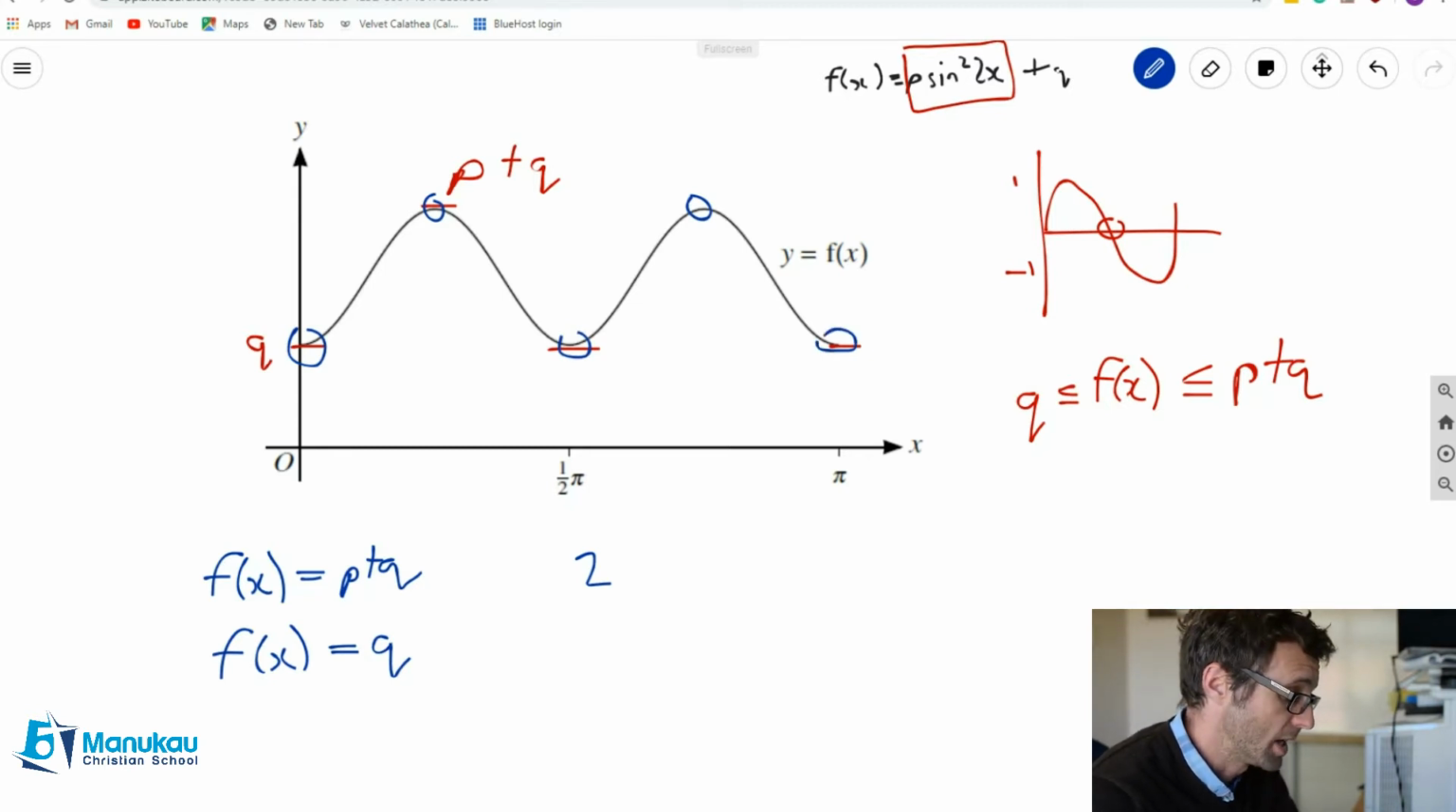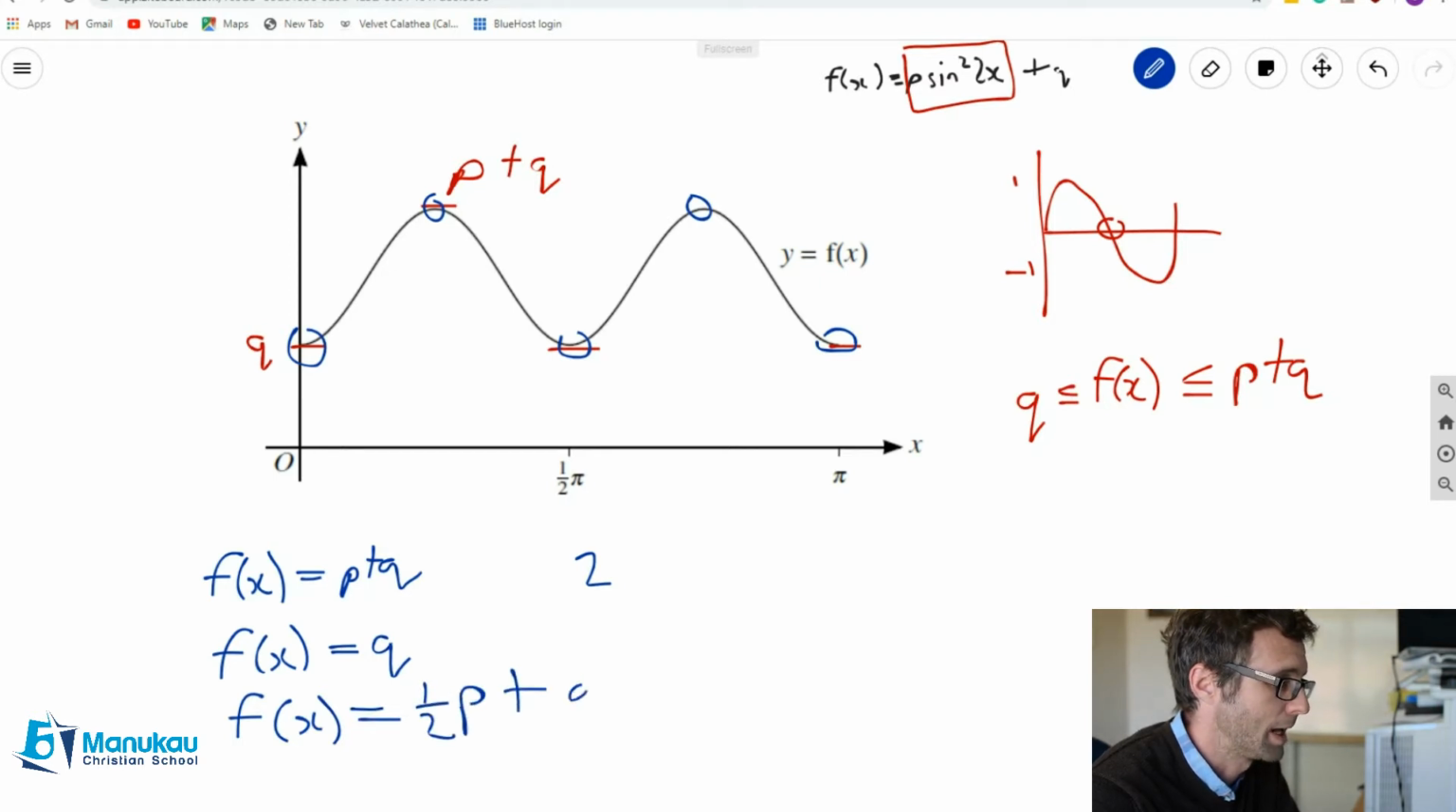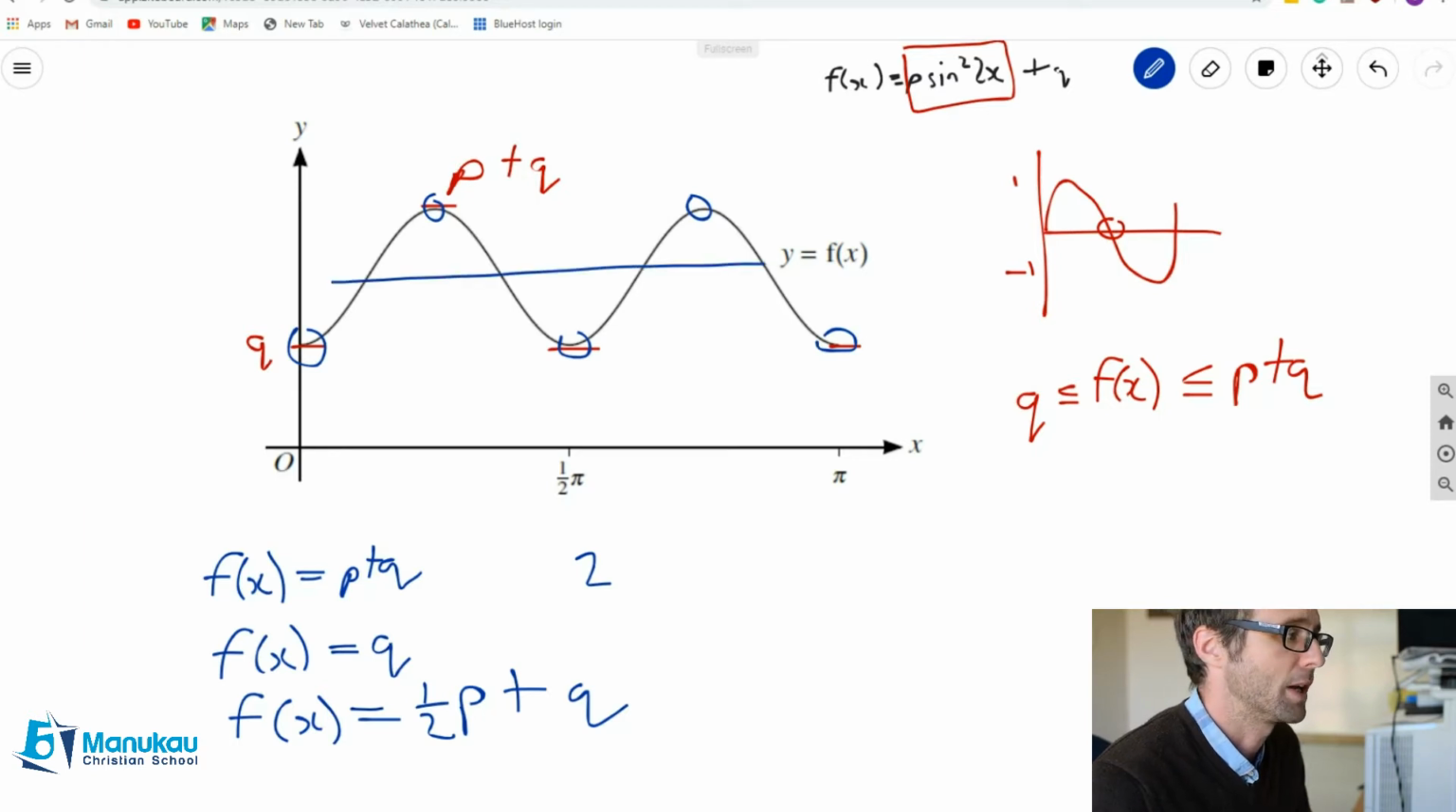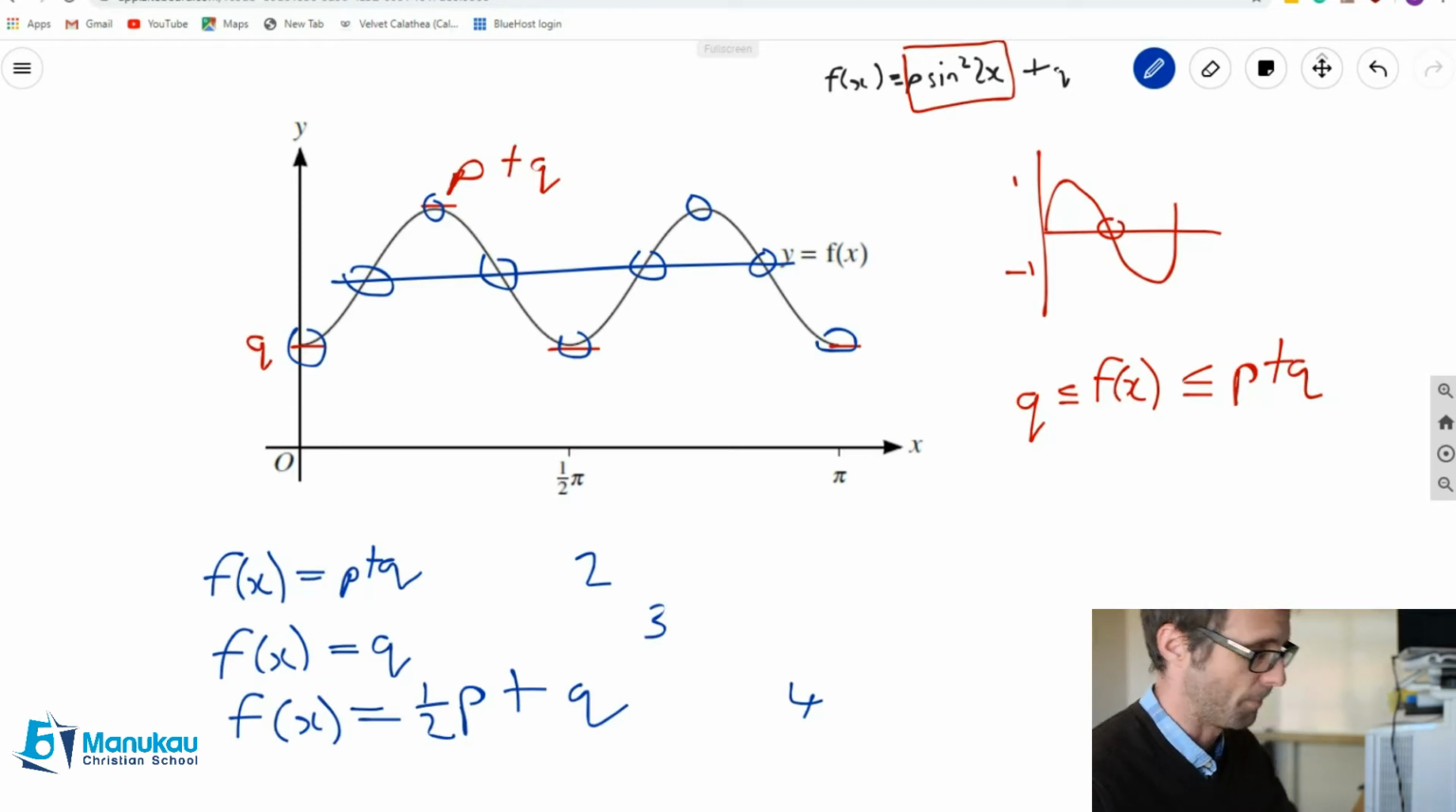The final part to part 2 is where f of x is equal to 1/2 p plus q. Now we know that the top of our graph, these 2 points here, is going to be p plus q. So half p plus q must be somewhere in between. It's going to be greater than q and less than p plus q. So it's going to be in here somewhere, and you can see in that case that we're going to have 4 solutions. So we've got 2, 3, and 4.